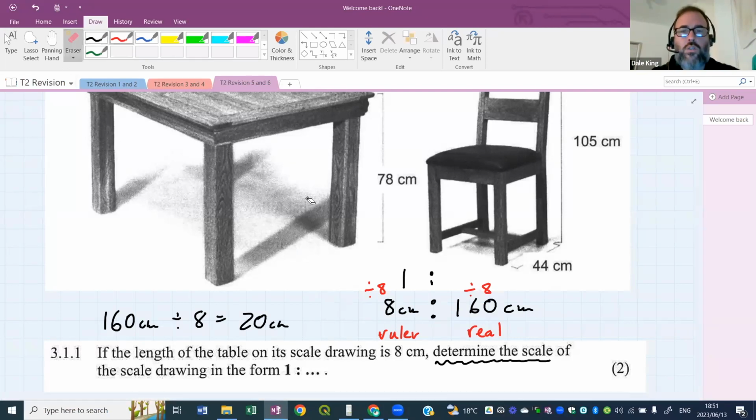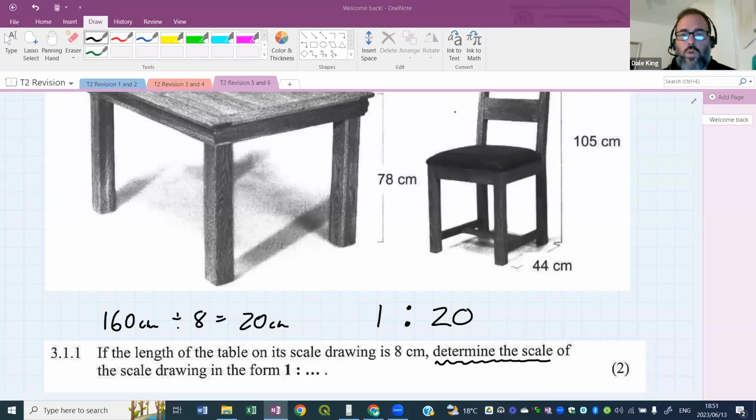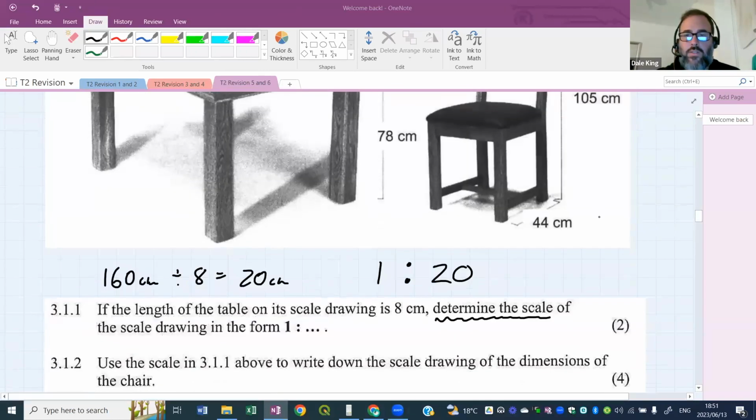Then you've got to write out your scale. Once you've done that calculation, you've got to write it out in the form 1 is to 20. Very good. What you do to one side, you've got to do to the other side. They want it in the form 1 is to, so we've written it there. 1 is to 20. So that's the scale that we could use for this scale drawing. We worked it out by ourselves.